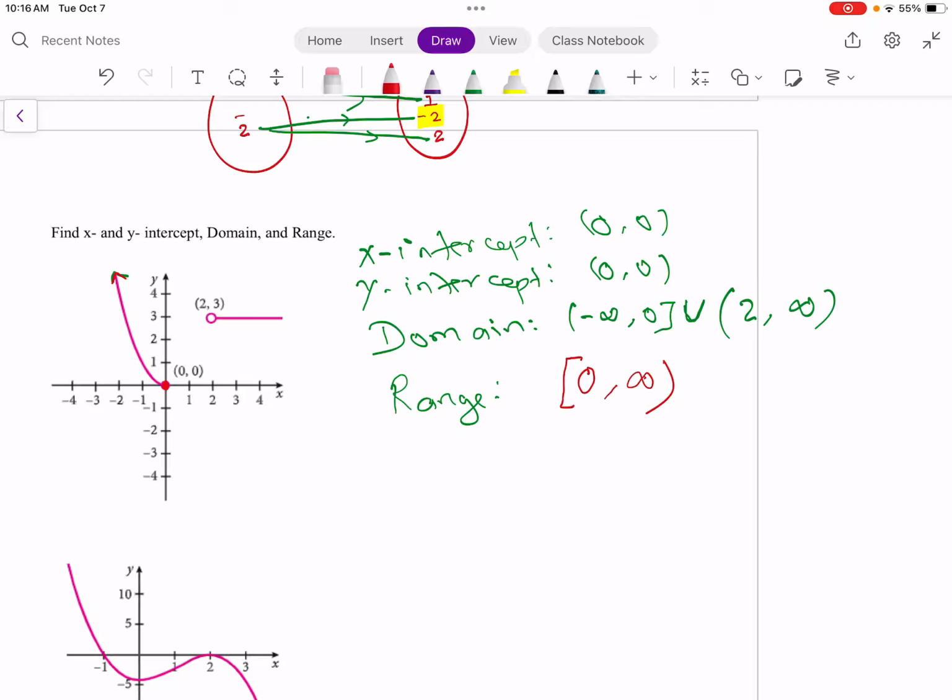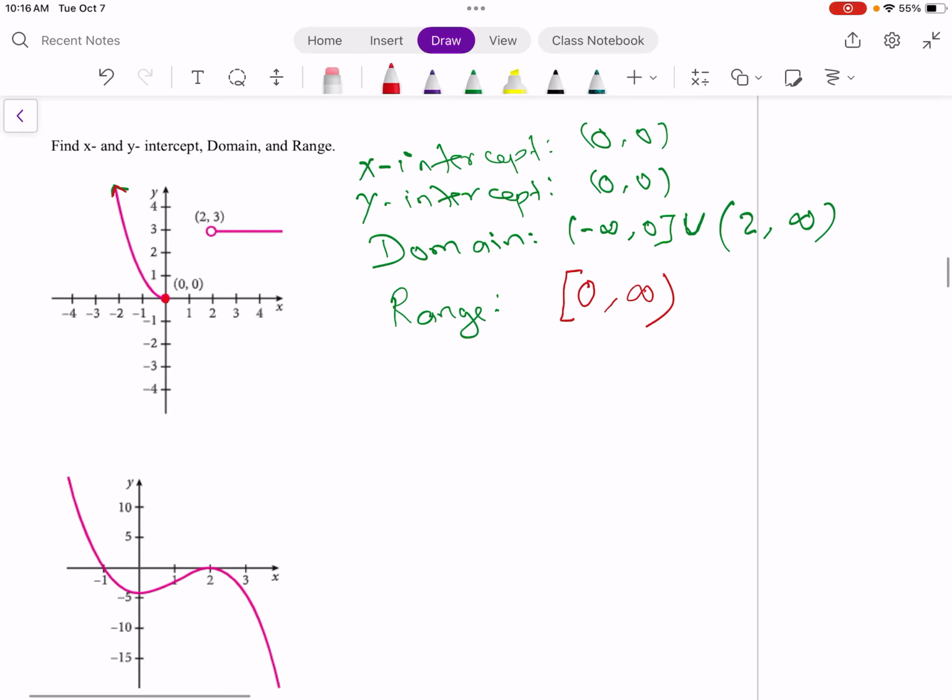So you are writing every y value for that graph if you are asked to write down the range, and to write down the domain, you are looking along the x-axis. And when you write an interval, the small number has to be always on the left. The big number has to be always on the right.